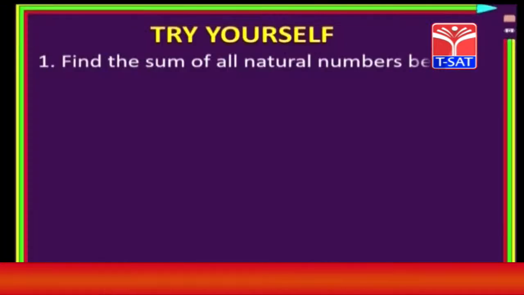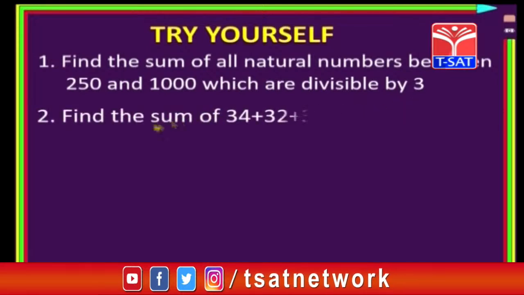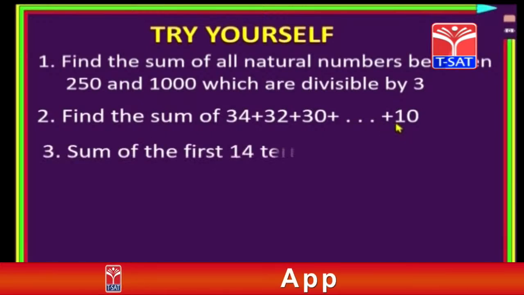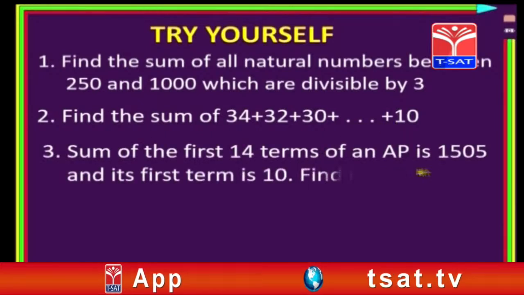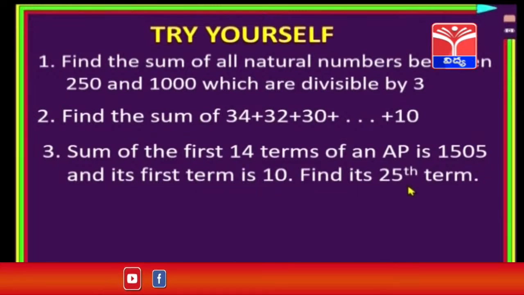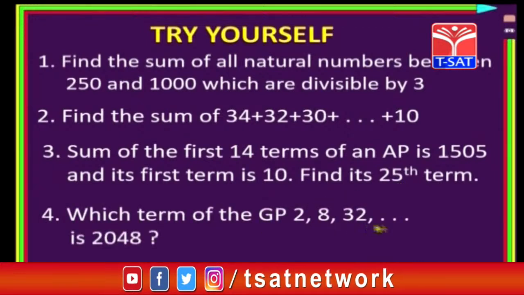So these are the problems for you, try yourself. Find the sum of all natural numbers between 250 and 1000 which are divisible by 3, and the second one is find the sum of 34 plus 32 plus 30 plus so on up to 10, and the sum of the first 14 terms of an AP is 1505, and its first term is 10, then find its 25th term. And the last problem, which term of the GP 2, 8, 32 and so on is 2048.